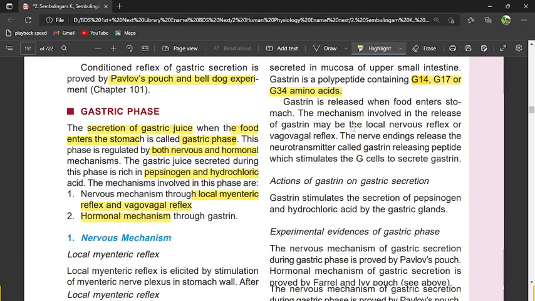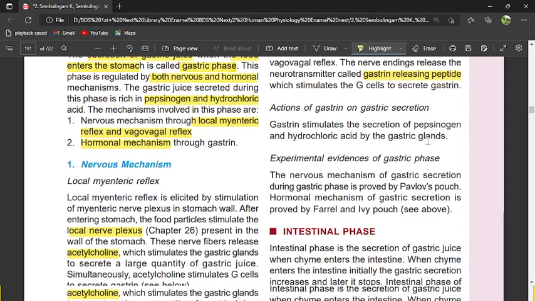So gastrin is released when the food enters into the stomach. The mechanism involved in the release of gastrin may be a local nervous reflex or the vagovagal reflex. The nerve ending releases a neurotransmitter. The neurotransmitter is called gastrin-releasing peptide. Yes, the action of gastrin on the gastric secretion.